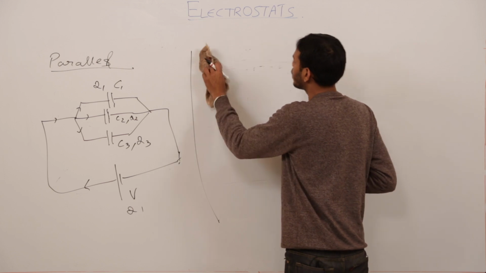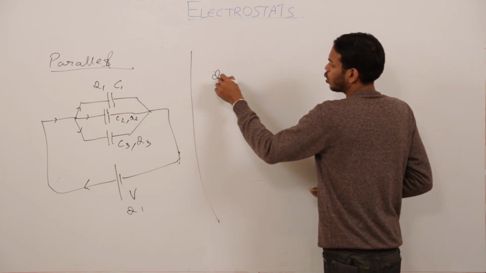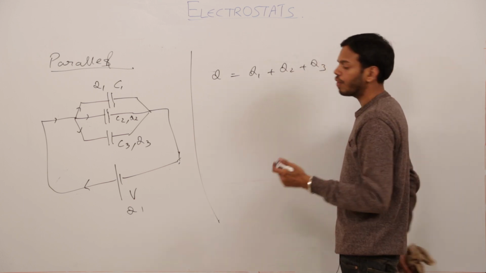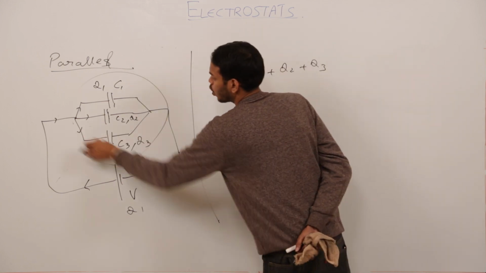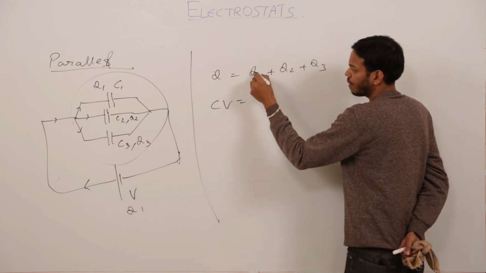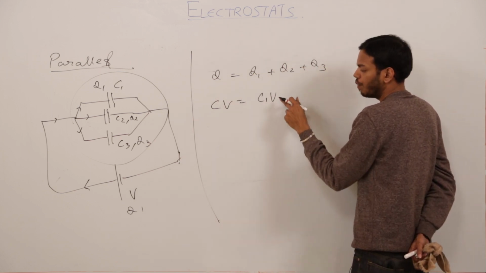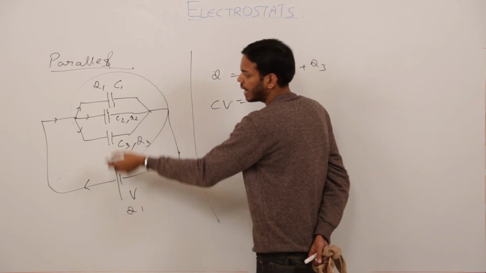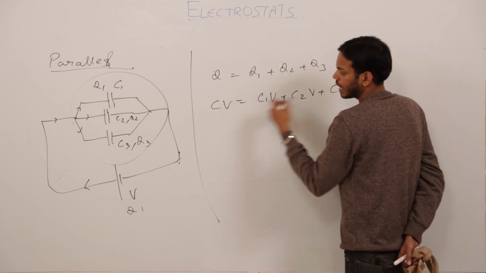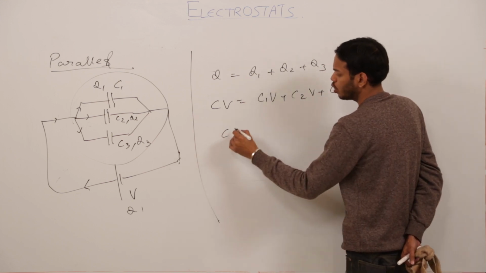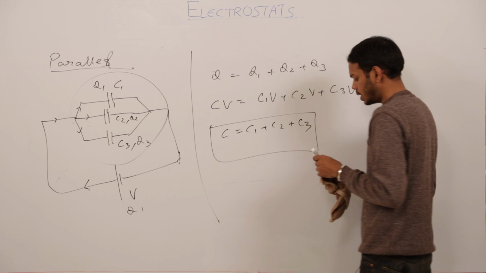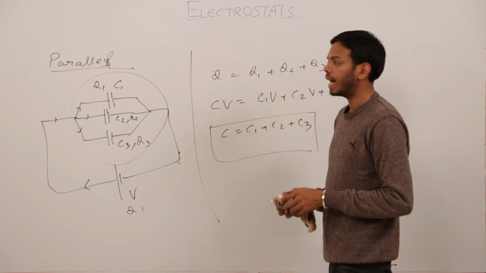So instead of this equation, what you should be writing is total charge is Q1 plus Q2 plus Q3. What is the formula for Q? C into V. If C is the overall capacitance, C into overall voltage which is V, and for Q1 it will be C1 into V1, but V1 is V only because in parallel voltage is same, C2 into V plus C3 into V. Take out V common and cancel it out, you will be left with C1 plus C2 plus C3. So this is the formula for capacitor in parallel.